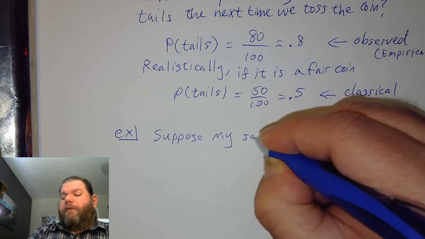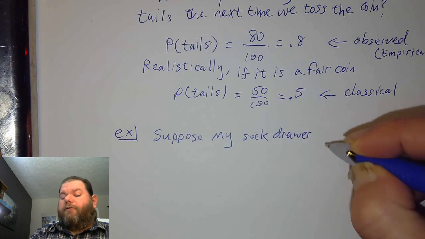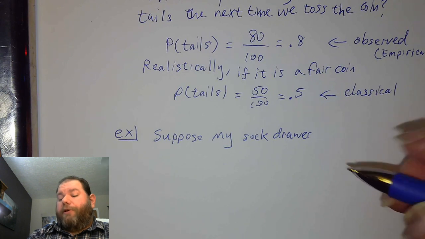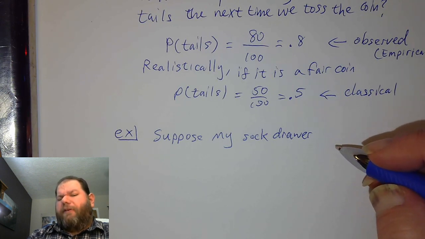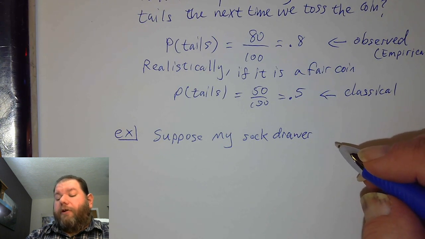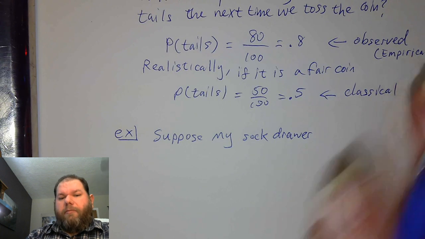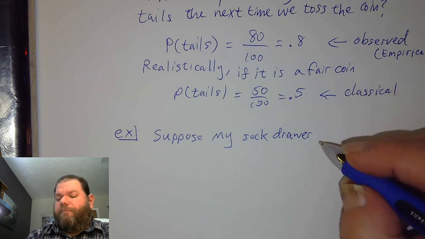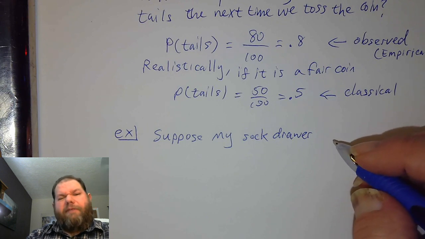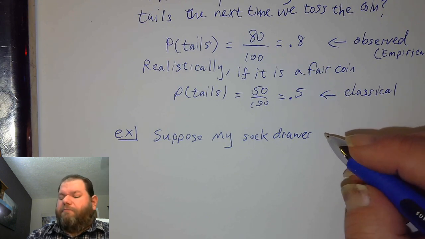Suppose my sock drawer. We'll talk about my sock drawer more later when we get to the multiplication rule, but I'll just introduce some basics here. This is, of course, a theoretical sock drawer, but the numbers have been changed to make calculations easier. I may have 100 socks. I don't really go in and count. I don't think I have 100 socks though.